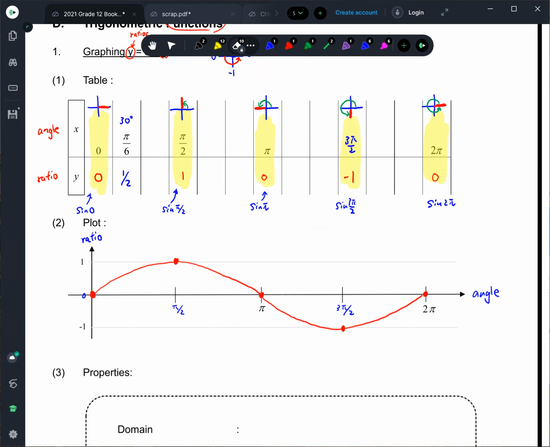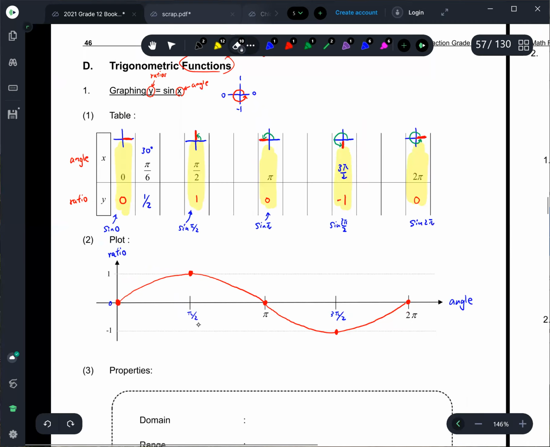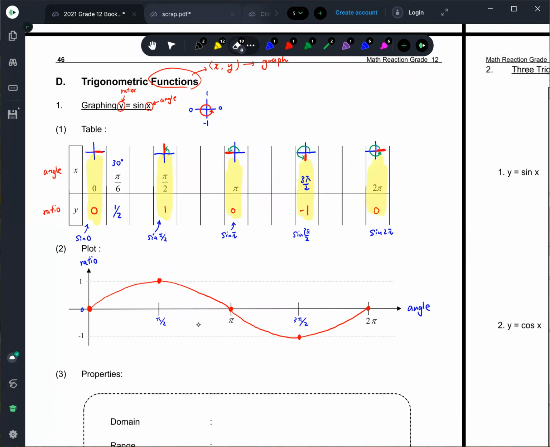Okay, Evan, Callum, Angela, are you done with the graph? Okay, so we can do a similar thing for the cosine graph and tangent graph.